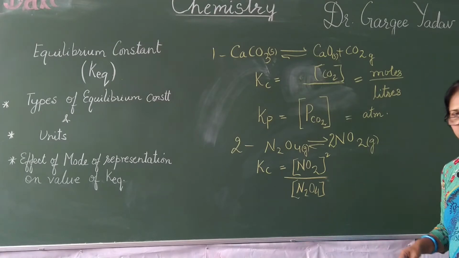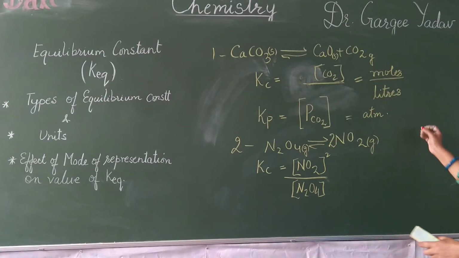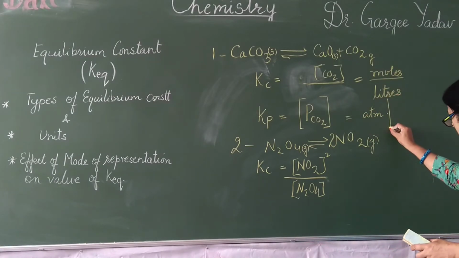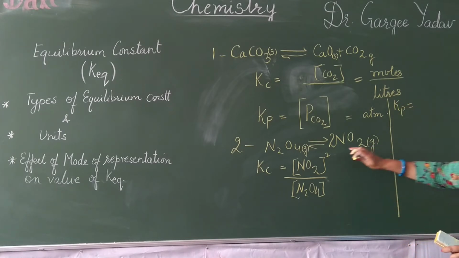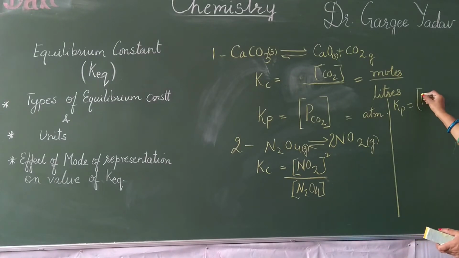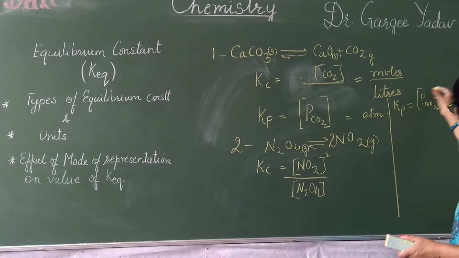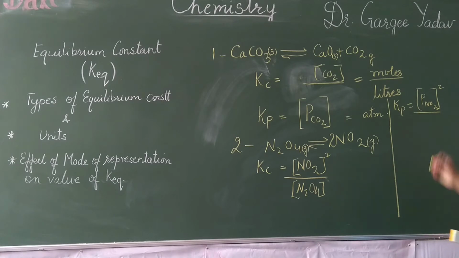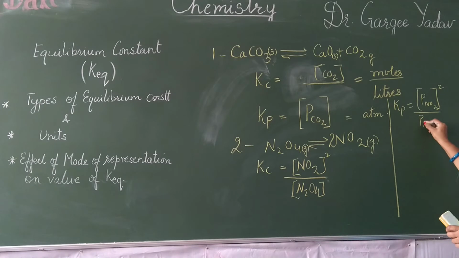Now first of all, I will write Kp also for that. Kp will be equal to the partial pressure of NO2, and we write partial pressure in this form, raised to the power 2, that's the stoichiometry, divided by the partial pressure of the reactant, which is N2O4, raised to the power 1.